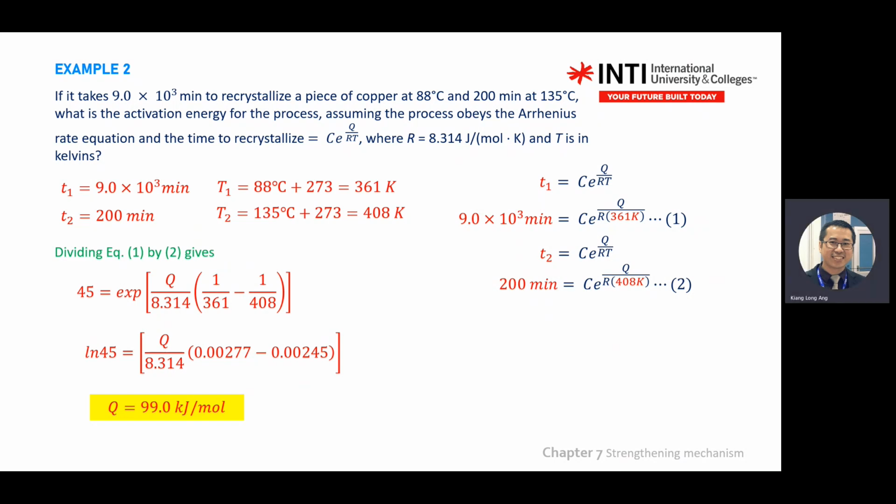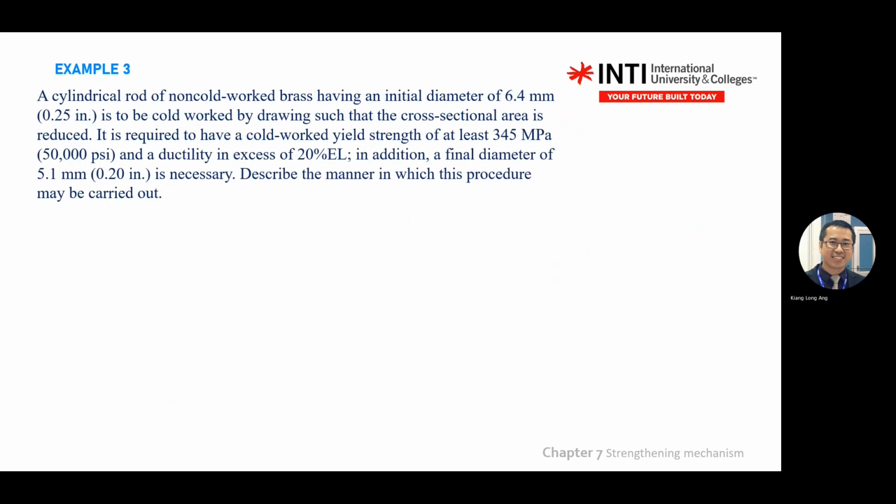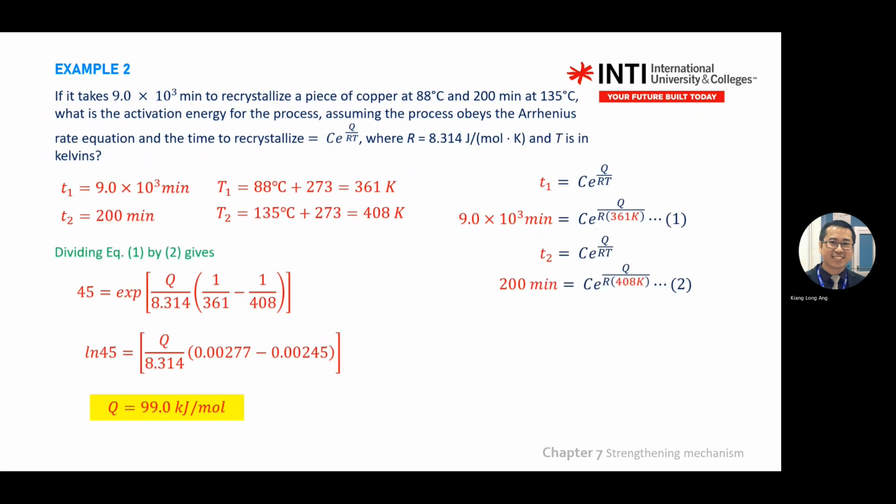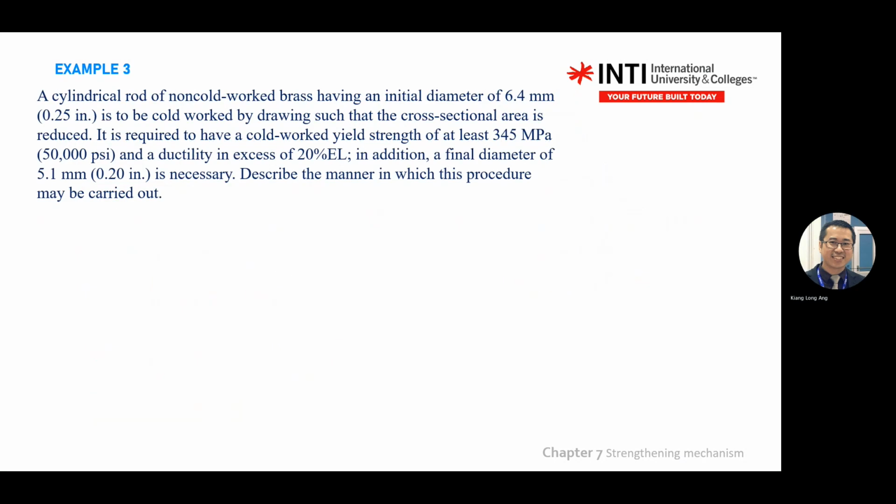Okay, so this is the Arrhenius equation, t equal to C e^(Q/RT). This kind of question is very straightforward. Any question for this one? No? Let me see, example 3. Okay, let's go one more.